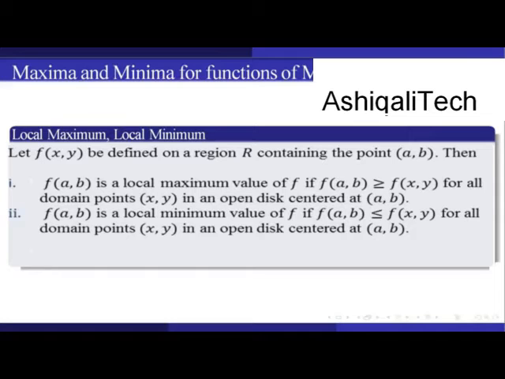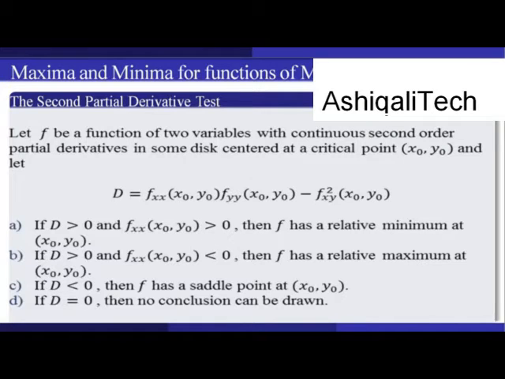Second case, f(a,b) is the local minimum value of f if f(a,b) is less than or equal to f(x,y) for all the domain points (x,y) in an open disk centered at the point (a,b). Now we see the second partial derivatives test.